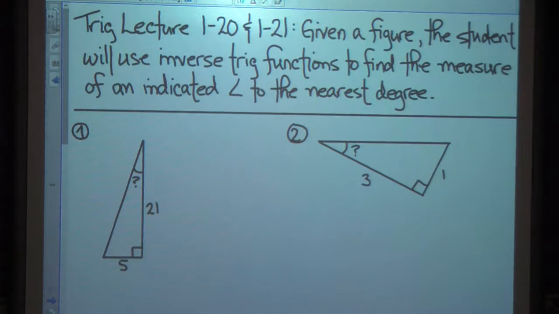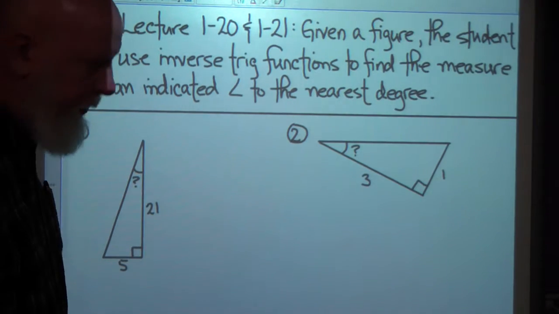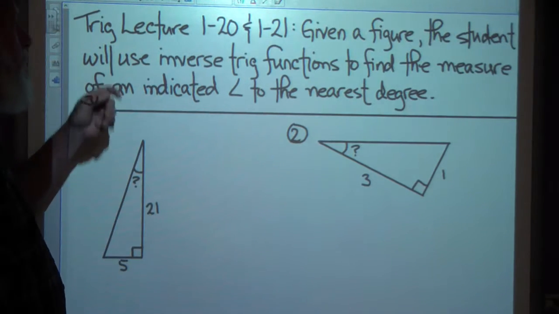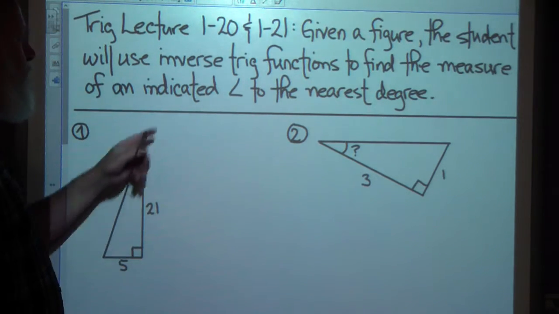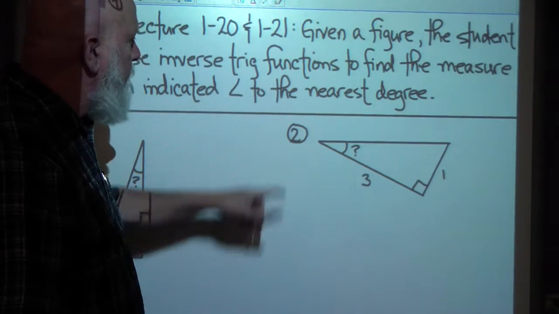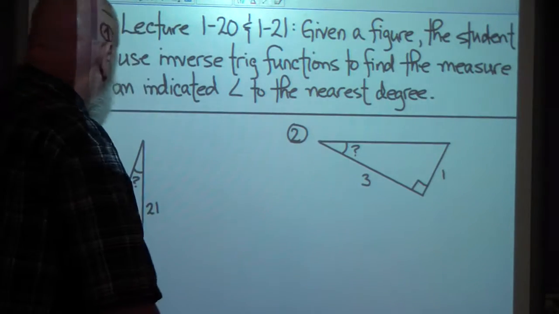Alrighty, this is Trig Lecture 120 and 121. It's a review. Given a figure, the student will use inverse trig functions to find the measure of an indicated angle, and we're going to round to the nearest degree because that's what it says to do. Round it to the nearest degree. Here we go.